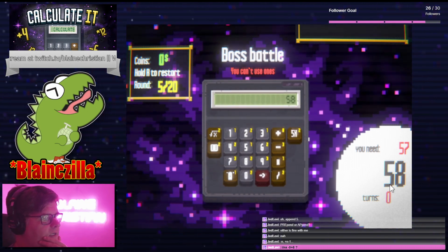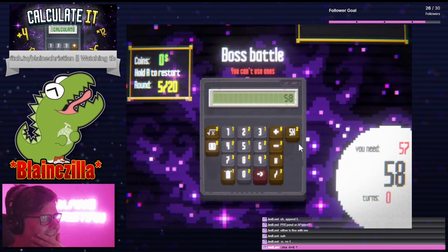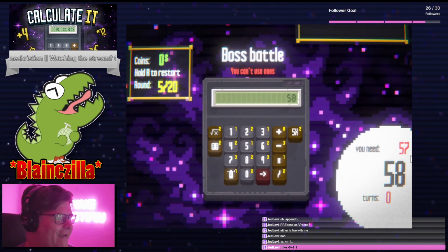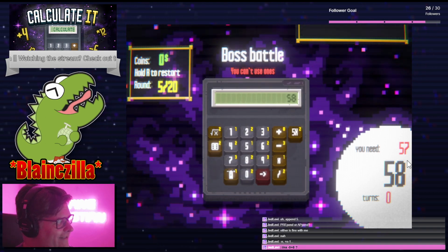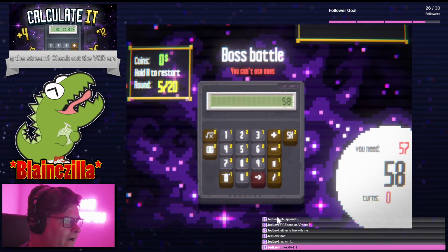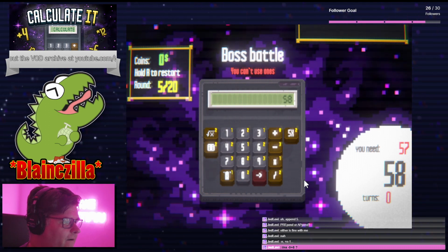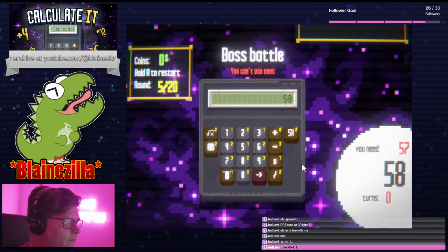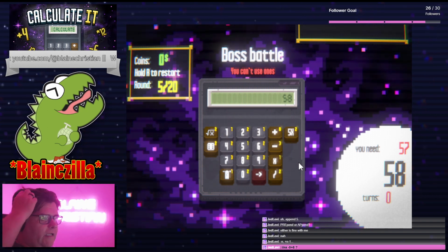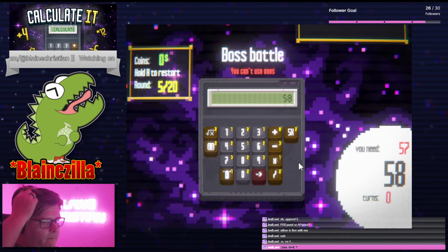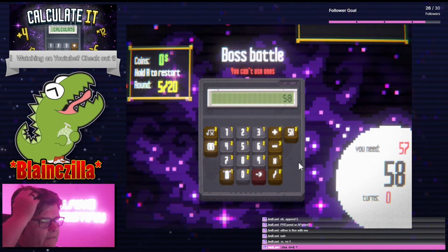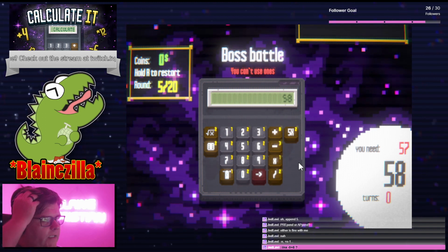$558 doesn't do us any good. The square root of 558 is not 57. I don't know what it is, but it's not 57. Dividing doesn't do us any good, so we have to start with a negative number to wind up with a negative number. Can't add.